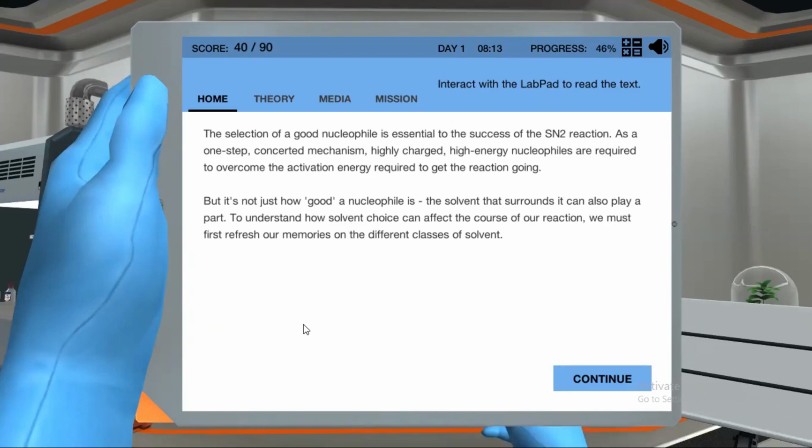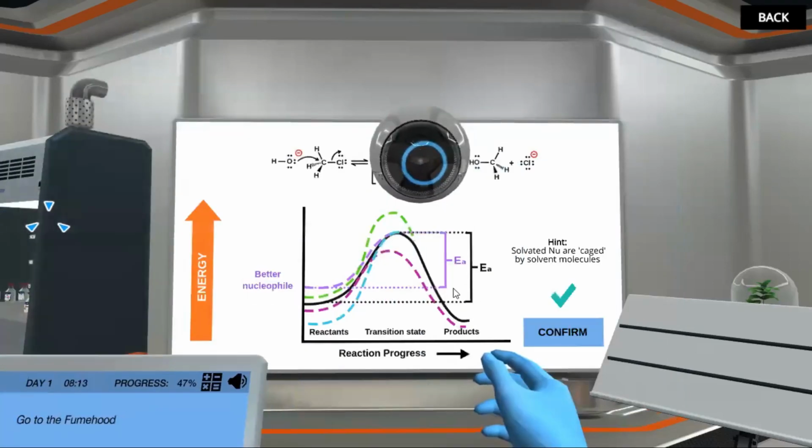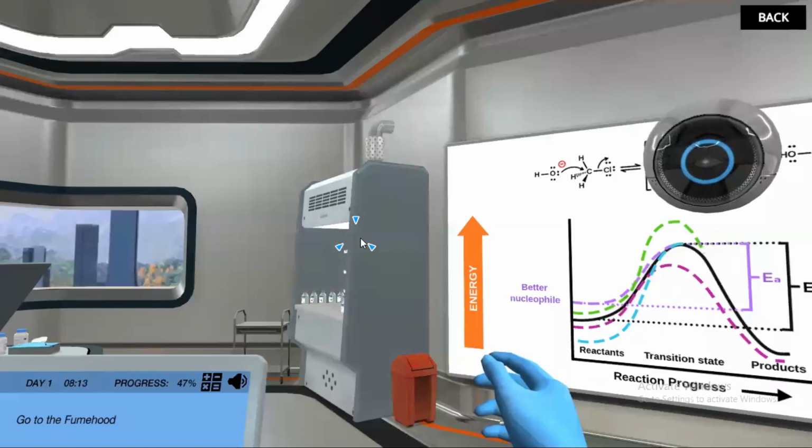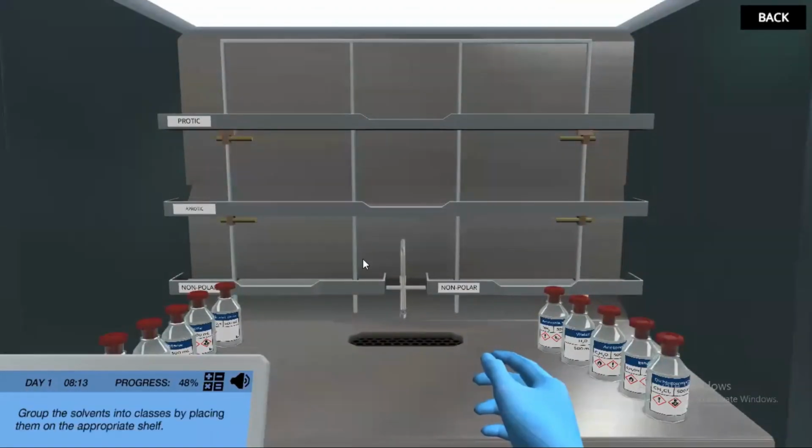As a one-step, concerted mechanism, highly charged, high-energy nucleophiles are required to overcome the activation energy required to get the reaction going. But it's not just how good a nucleophile is, the solvent that surrounds it can also play a part. To understand how solvent choice can affect the course of our reaction, we must first refresh our memories on the different classes of solvent. Go to the fume hood. Group the solvents into classes by placing them on the appropriate shelf.